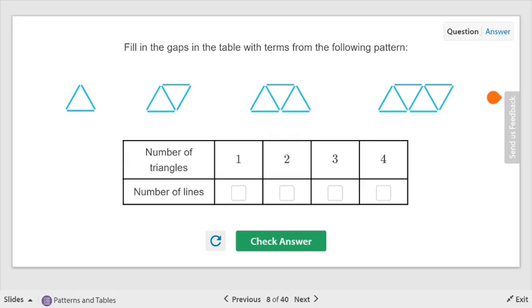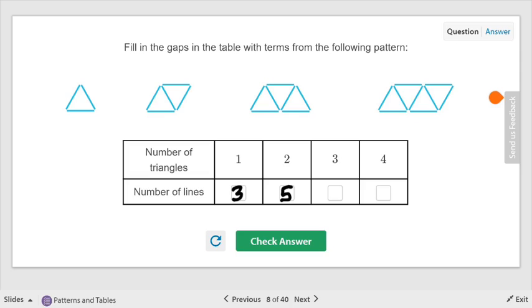Good. Okay. And then the second one? 5. Okay. So you have 3, 4, 5. Right. Be careful because you have to count the lines, right? Not just decide that there's another triangle to get 3 more lines. So, yes. 7 in the third one and 9 in the fourth one.